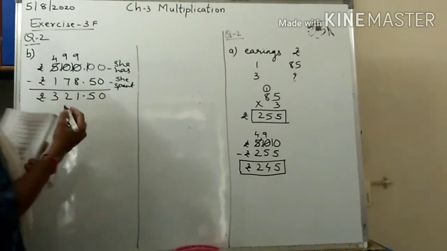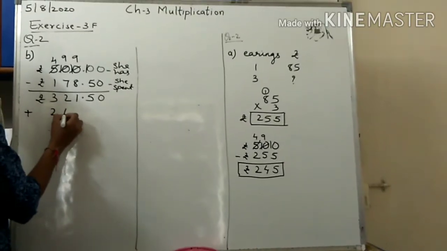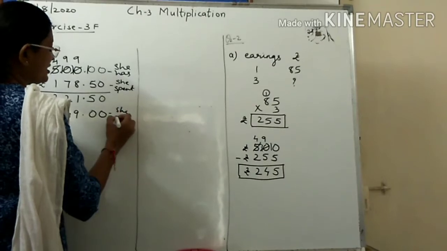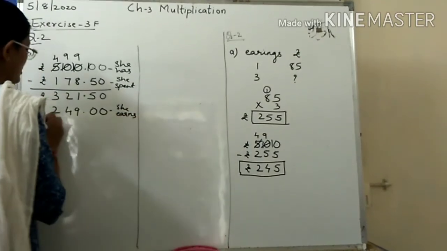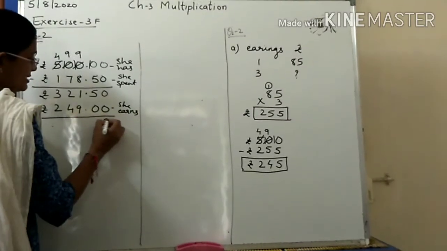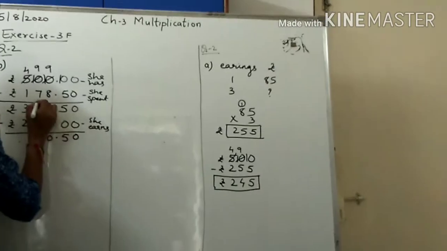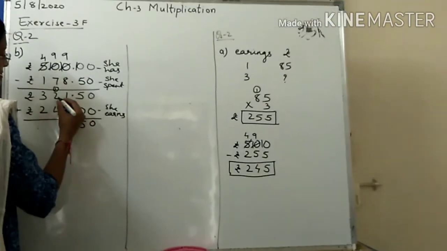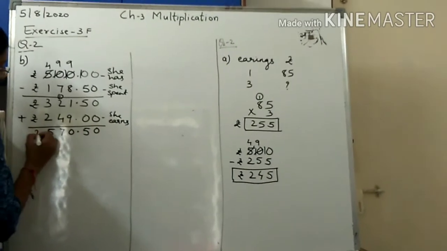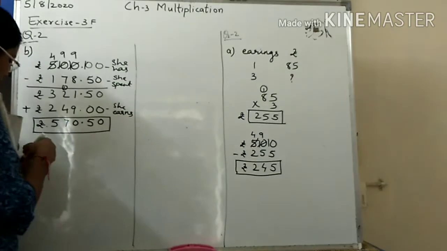Now she earns rupees 249. This is what she earns, so this will be added to it. 0 plus 0, 0, 5 plus 0, 5, point, 1 plus 9, 10, 0, 1 carried over, 4 plus 2, 6, 6 plus 1, 7, 3 plus 2, 5. So she is having rupees 570.50.